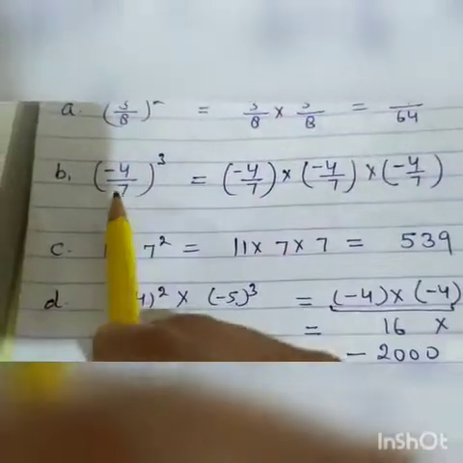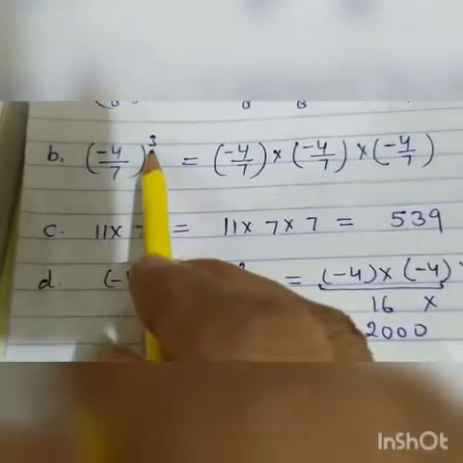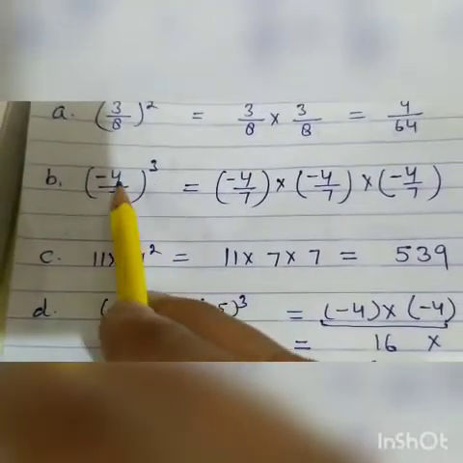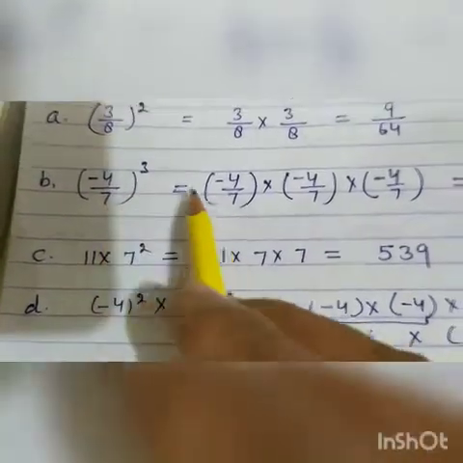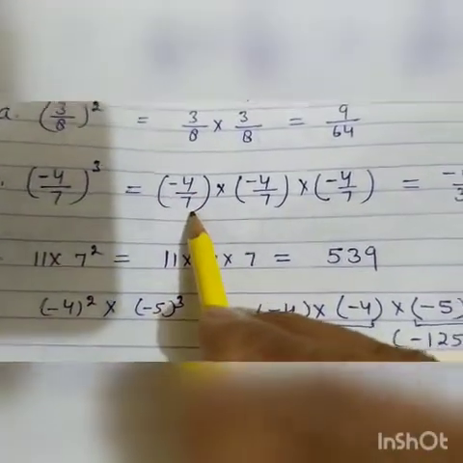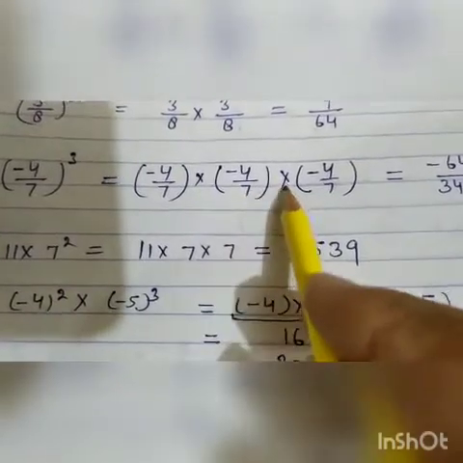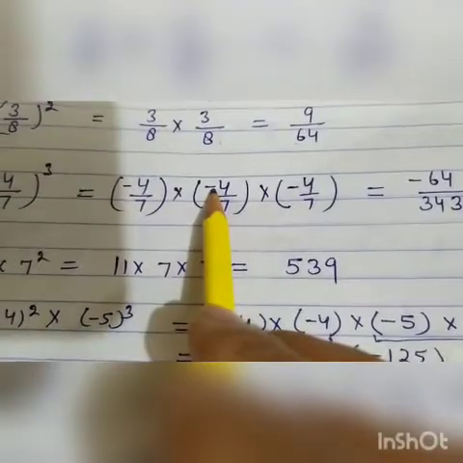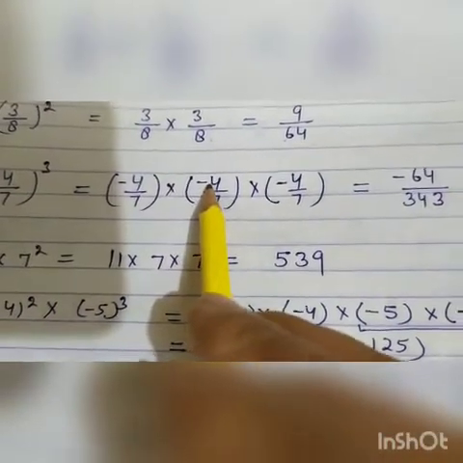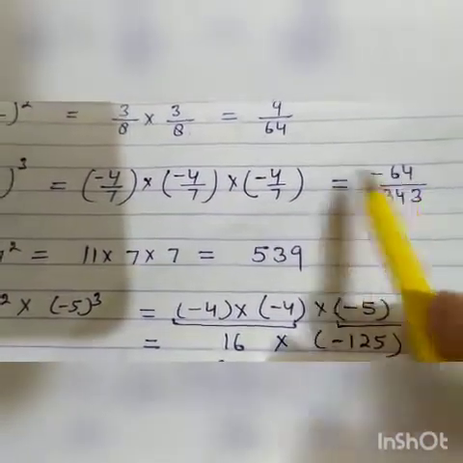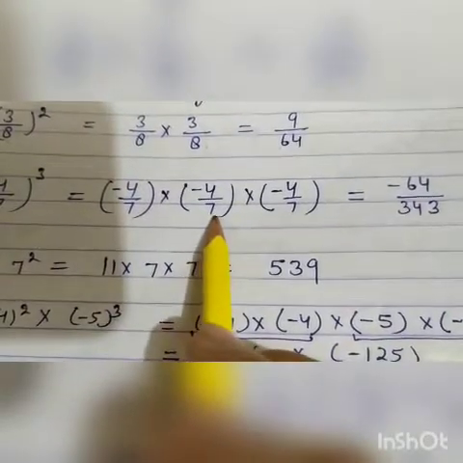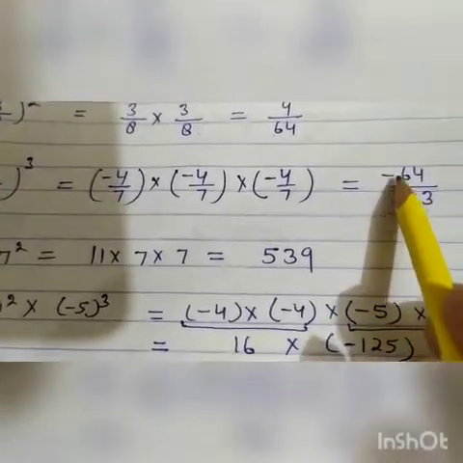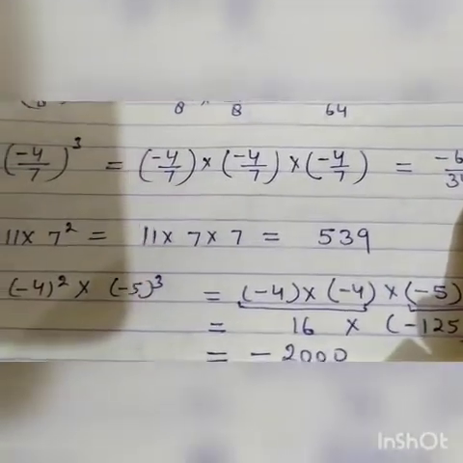B part, minus 4 upon 7 power 3, or we can say minus 4 upon 7 whole cube. So we will write minus 4 upon 7 three times, minus 4 upon 7 multiply minus 4 upon 7 multiply minus 4 upon 7. Minus 4 multiply minus 4 plus 16, multiply minus 4, it is minus 64. 7 7s are 49, 49 multiply by 7, 343. So answer is minus 64 upon 343.